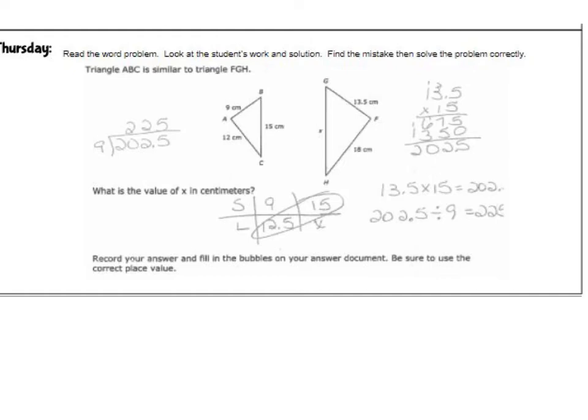Okay, so here we have a problem that was on one of your tests, and it's asking you to read the word problem, look at the student's work, and find the mistake. There is a mistake. It's telling you that they went ahead and did the one chart or the proportional chart, and basically they still got it wrong. So we need to go ahead and find out the correct one. So let's look at what they have.